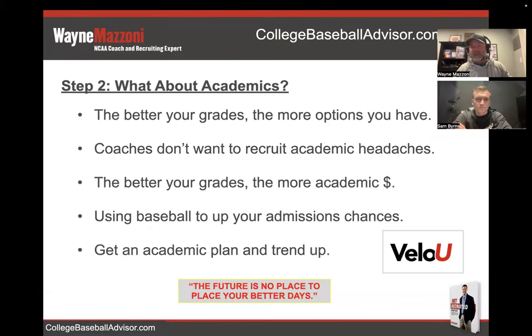So number one is the better your grades are, the more options you have, right? Number two is coaches can be picky these days, right? Again, if you need one catcher in the 2028 class, and you've got five kids that are pretty equal, but one of them you're worried about academically, is this kid going to fail out? Is he going to be able to keep up? Why recruit them? There's just other kids that can do the job with better grades, right?